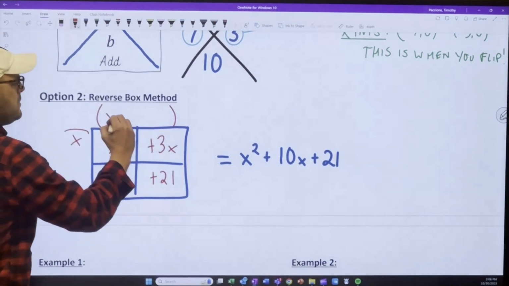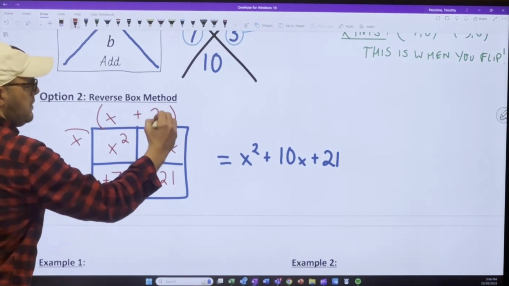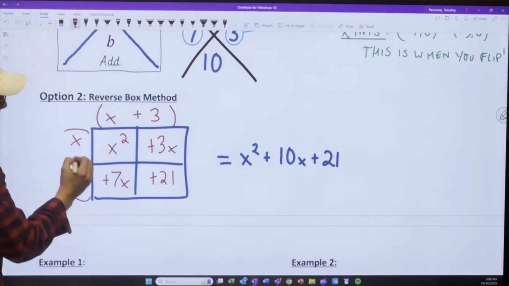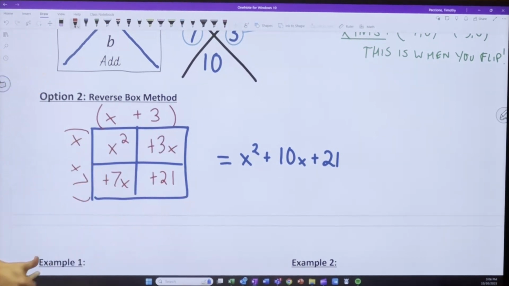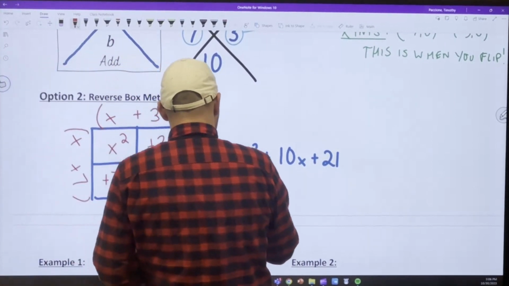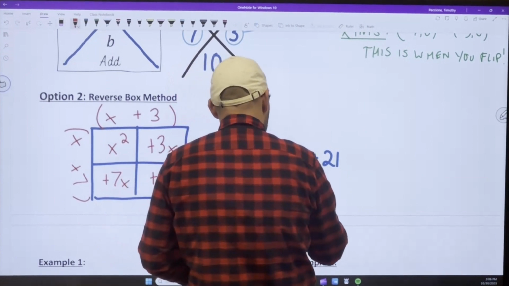X and x. X times what gives you 3x? 3. X times what gives you 7? Plus 7. And then 7 times 3 is 21. So it works, right? This is why the diamond puzzle or Magic X works, right? So we know this equals x plus 3 and x plus 7.